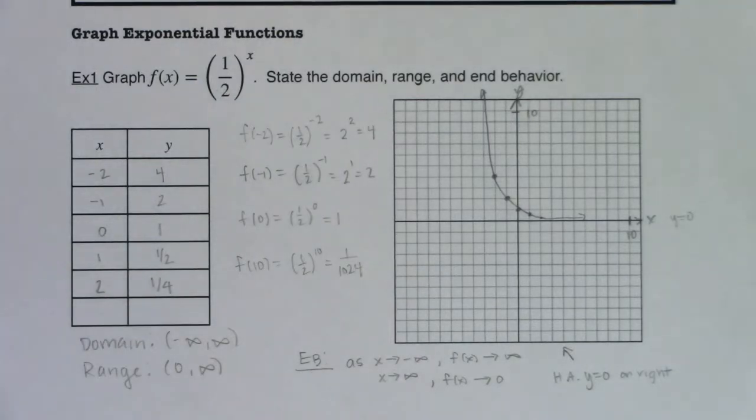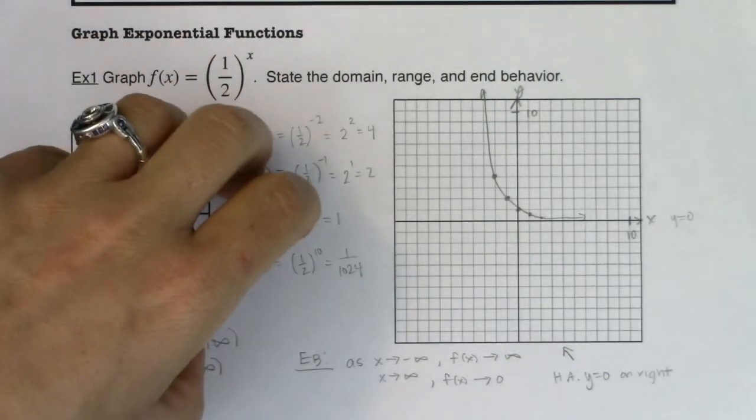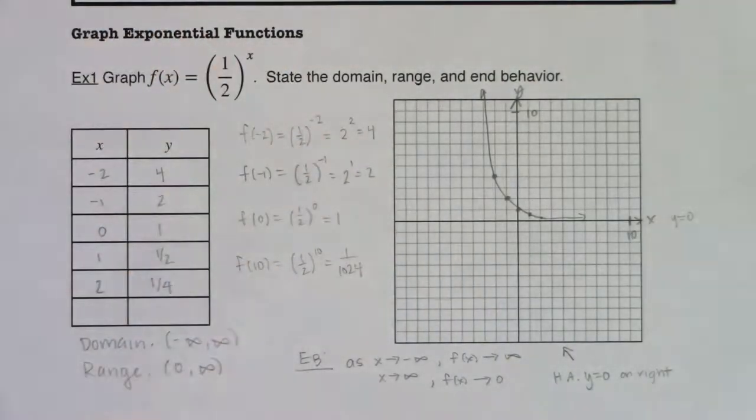And again, this version was exponential decay. So with that, we're gonna graph an exponential growth equation, and then we're gonna start transforming it. We're gonna shift it up, down, left, right, till we get more and more comfortable with what these graphs look like. All right, I'll see you in a bit, bye.